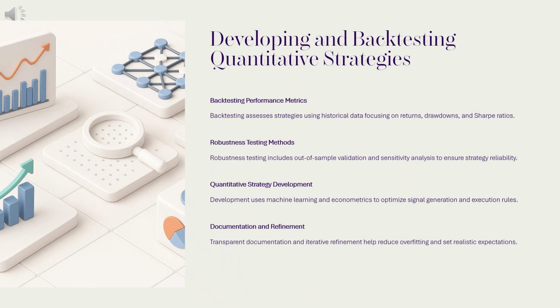Backtesting involves applying proposed strategies to historical data to evaluate performance metrics such as returns, drawdowns, and Sharpe ratios. Robustness testing includes out-of-sample validation and sensitivity analysis to parameter changes. Development of quantitative strategies leverages machine learning alongside econometric techniques to optimize signal generation and execution rules. Transparent documentation and iterative refinement are essential best practices to ensure realistic expectations and reduce overfitting risks.